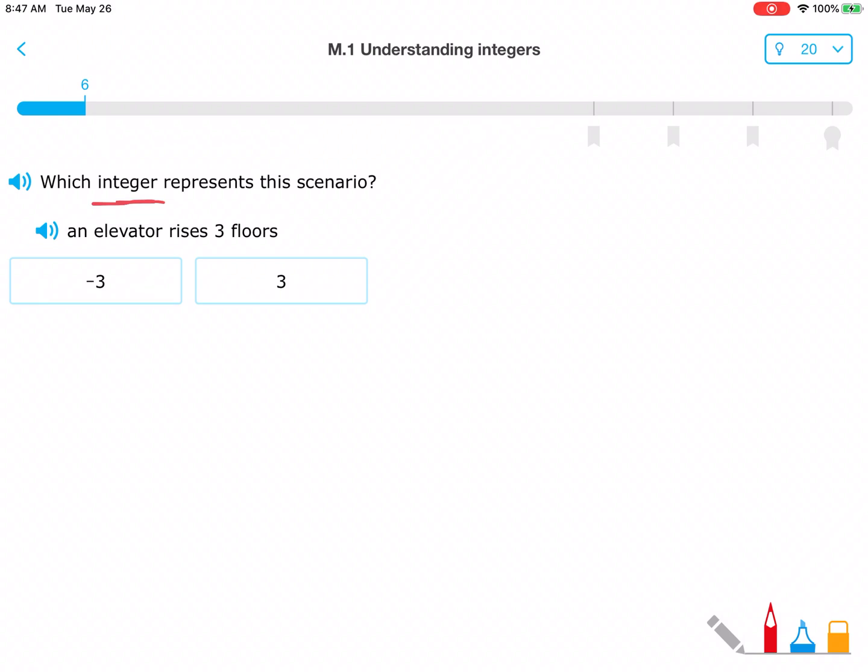All right, in this lesson, we are looking at integers, this new idea of integers. They use this word right here, integer. An integer is just a fancy word for a whole number. The new concept here is that an integer can be a whole number that's above 0, like this, and an integer can also be below 0.